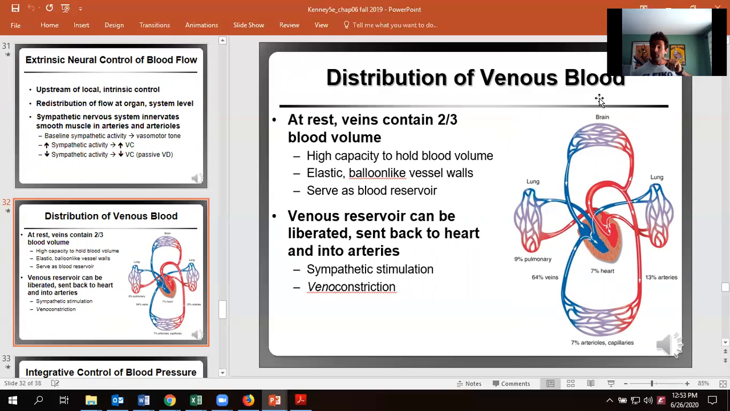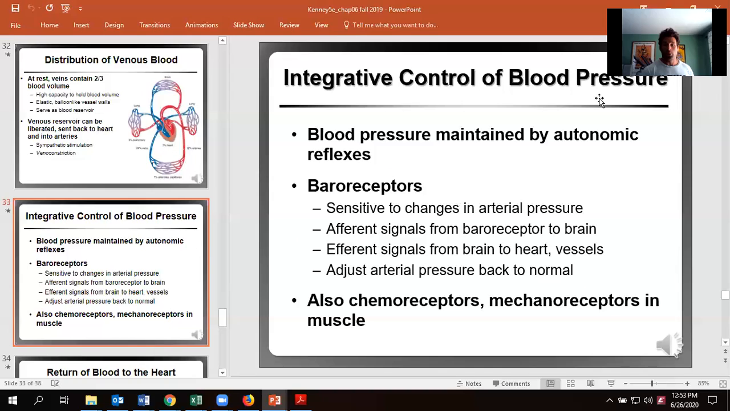Now, once we start exercising, that's where we're going to use also a bit of a myogenic pump, because there's little valves inside of our veins, so blood is only going to flow one way. And because of this, we're going to do a better job of returning blood to the heart, which in turn is going to give us a better cardiac output.